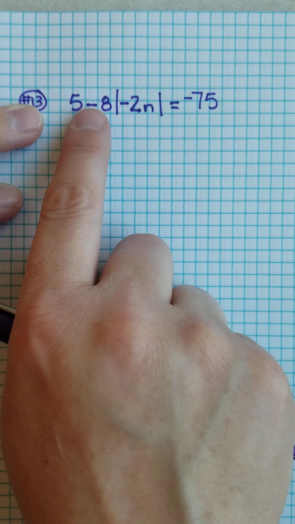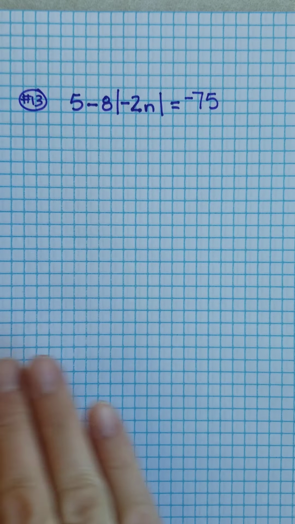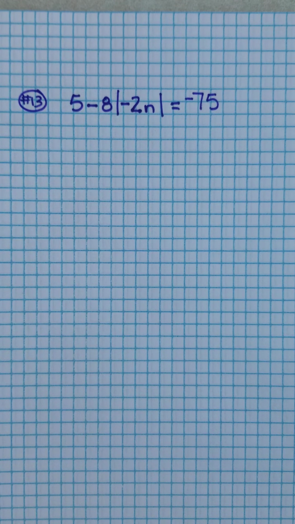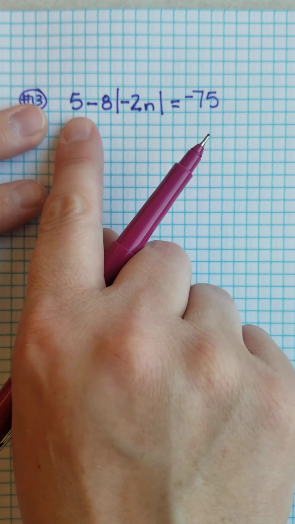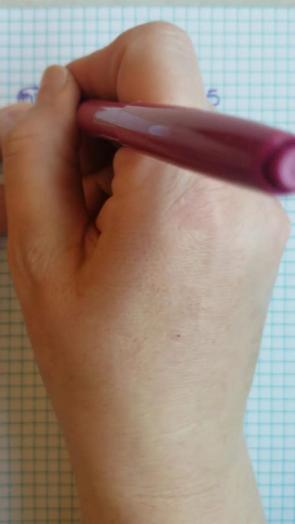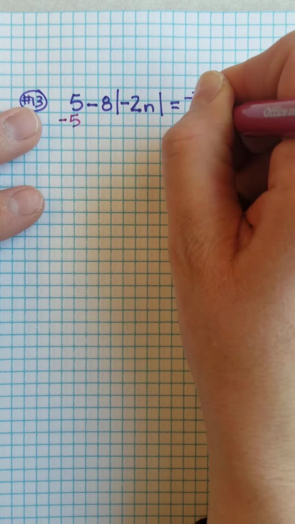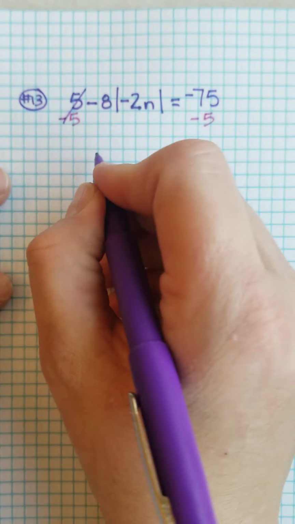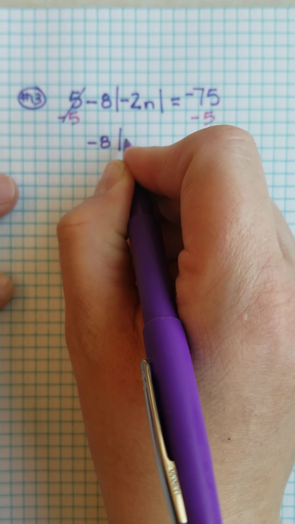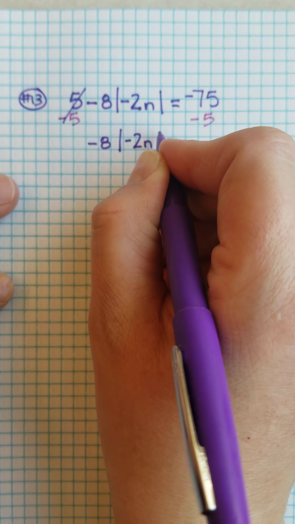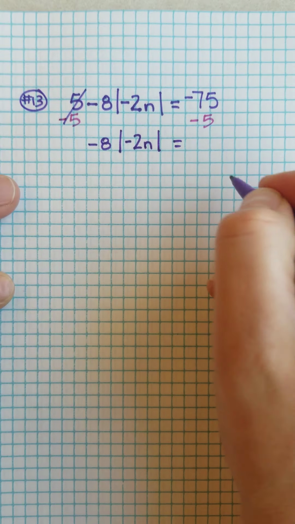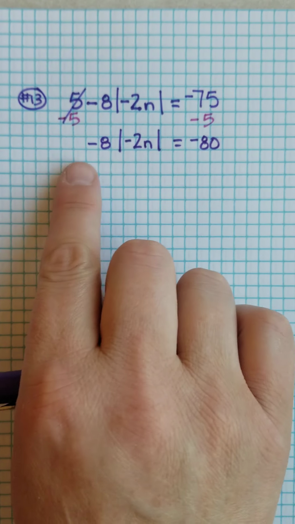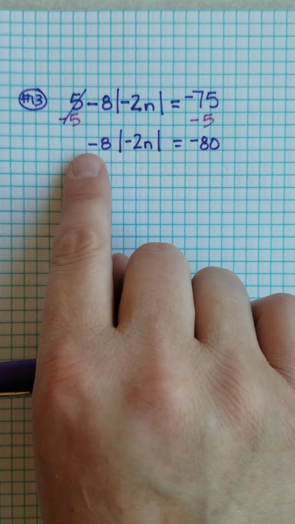So we want to start moving things away from the absolute value of negative 2n. The first thing we want to do is get rid of the 5 that's here. If I subtract 5 from both sides, we are left with negative 8 times the absolute value of negative 2n. And then negative 75 minus 5 gives me negative 80. All right, so I treat this like multiplication.